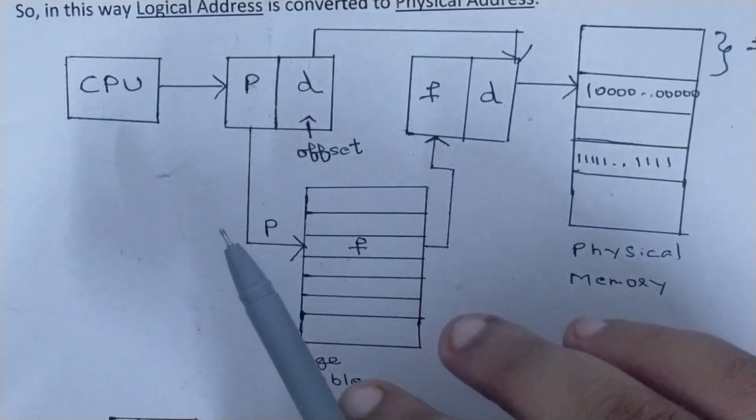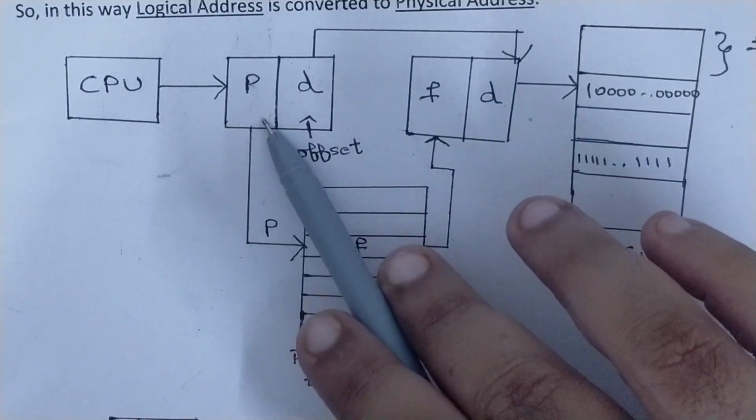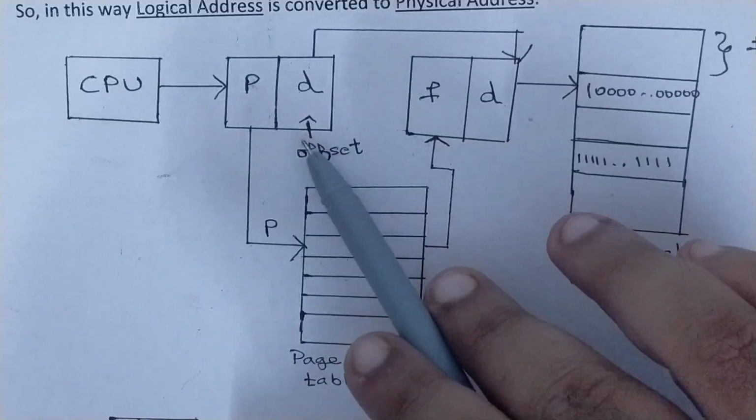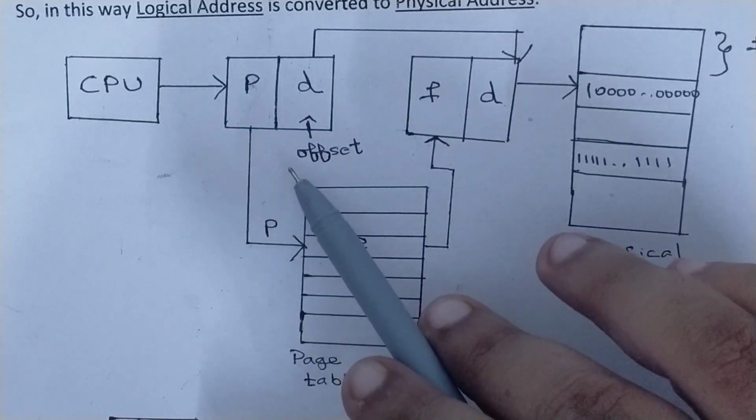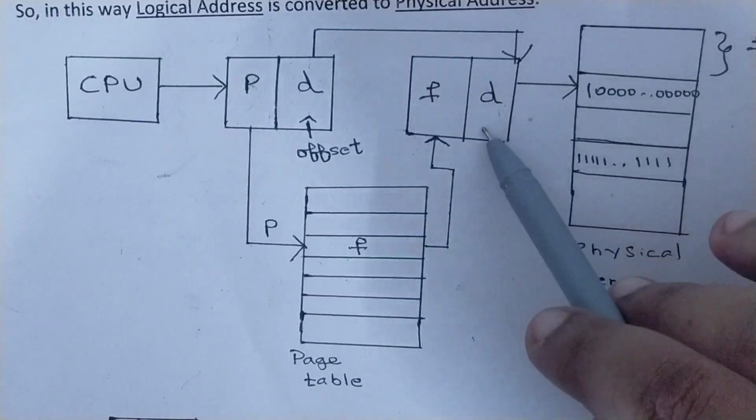As you can see in this diagram, the CPU generates a logical address consisting of page number P and page offset D. Now as you can see, page offset D and frame offset D always remain the same.